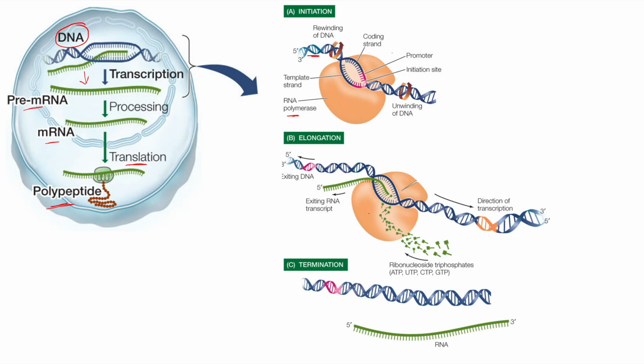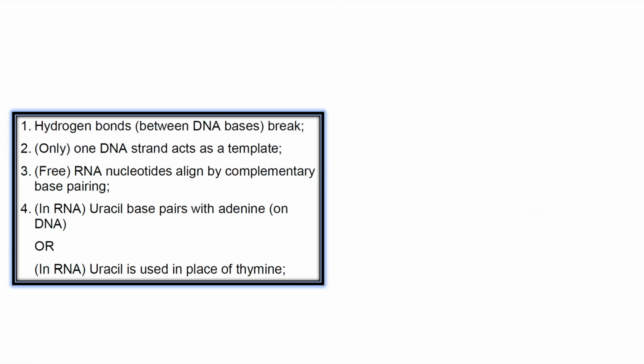And once this process is completed, DNA comes back to its normal coil shape. So in the answer, you can say that number 1, the hydrogen bonds between DNA bases break down. Number 2, only one DNA strand acts as a template, as we have just seen. Not the 2 of the strands act as a template, but only one of them. Number 3, free RNA nucleotides aligned by complementary base pairing.